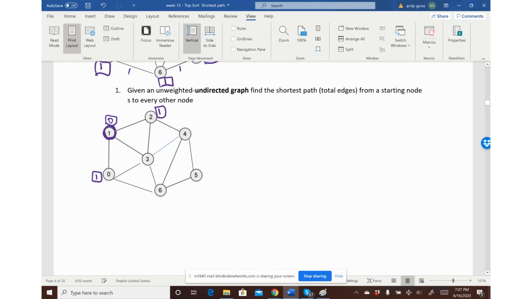1 here, 1 here, 2, and 2, and 3. All right, so those are the shortest paths that you get by doing this. Now, what does this remind you of? What algorithm does this remind you of?